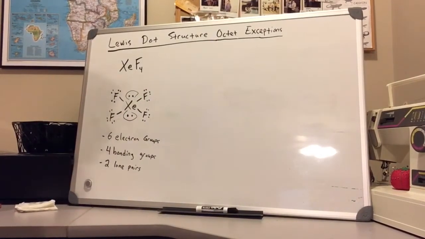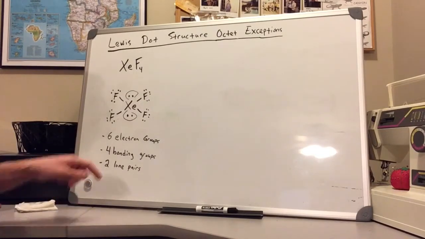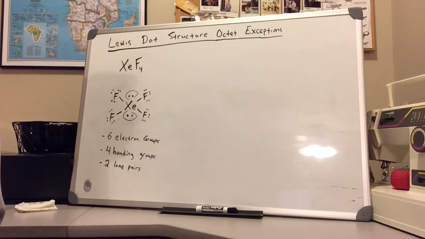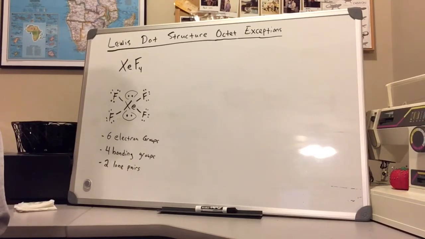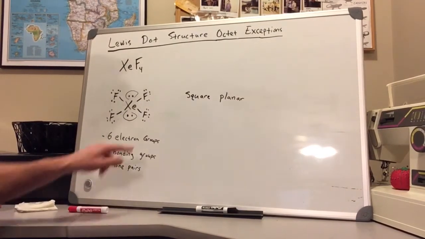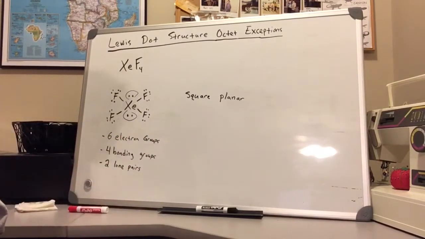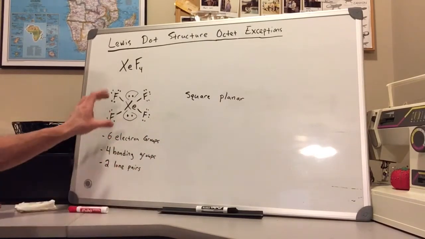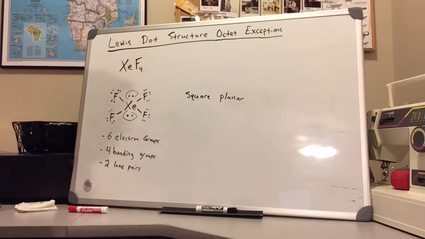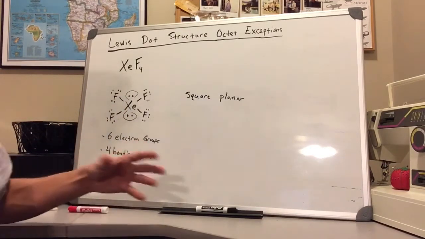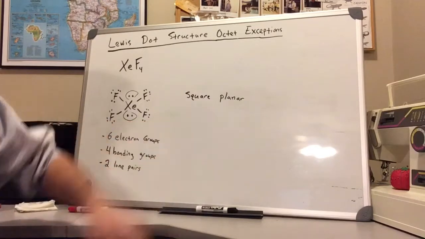So I use my molecular geometries chart. I see that with 4 bonding groups and 2 lone pairs, my molecular geometry, or the shape of my molecule, is going to be square planar. With 6 electron groups, our overall electron geometry is octahedral, but because we're not going to see these lone pairs in the shape of our molecule, our molecular shape is square planar.